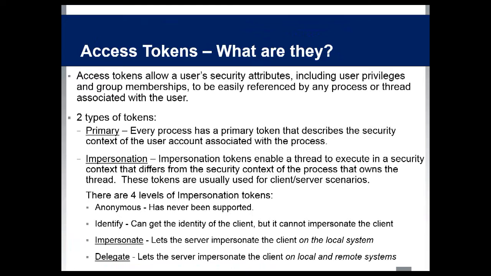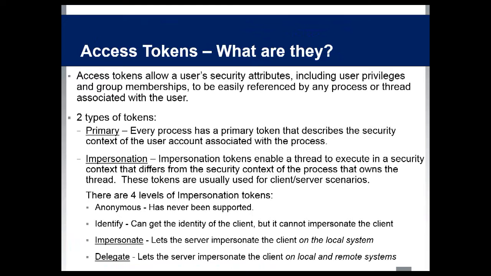Now, a primary access token provides all the information about that user and it is bound to that process. So that process, by virtue of its primary access token, knows what groups the user belongs to and what privileges the user has on the machine. And this is effectively what controls the rights and privileges of the process itself. It can't do what its parent user can't do. So that's a primary access token. Every process has a primary access token.